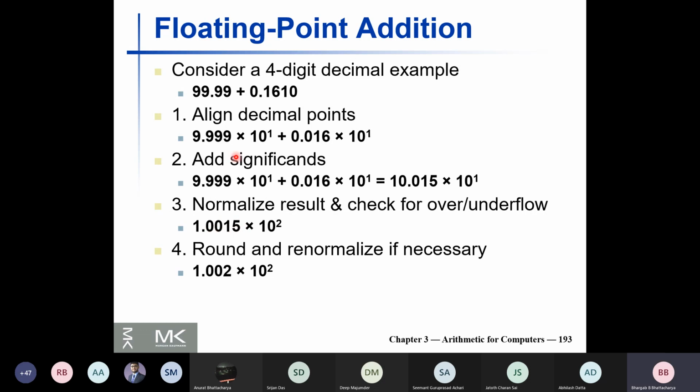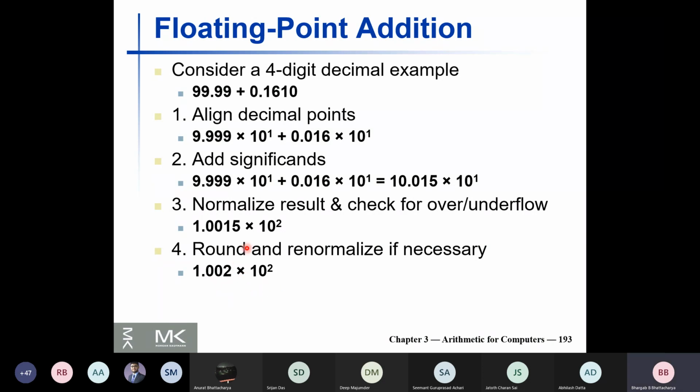And sometimes, see, I have a 4-digit example here. And so maybe I have to round this. That means I need to do a little bit of approximation here, if I have 4 digits possible. So I just cut off, truncate something, right? Not truncate, but actually rounding to get the result.